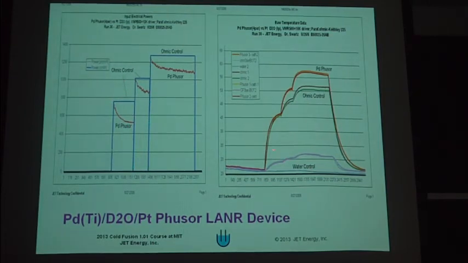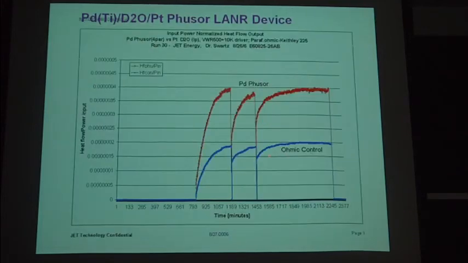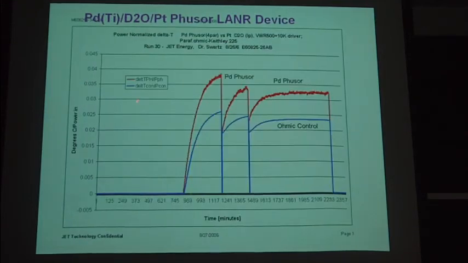Less is going into the fusor. Here is what's coming out. Jumping ahead, this is the degree C over the power in. A lot of times what we do is look for the rise in temperature and divide by the input power. We call that normalized delta T, and that allows us to compare different systems, one to another.